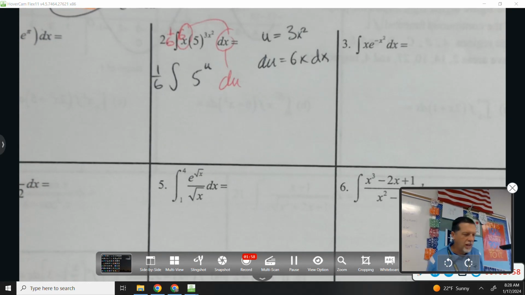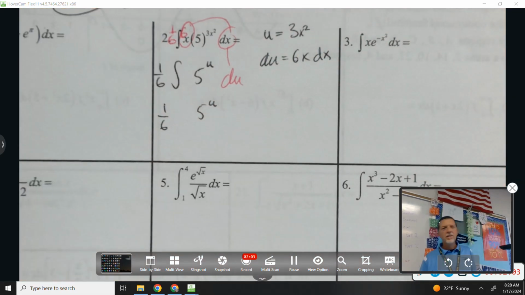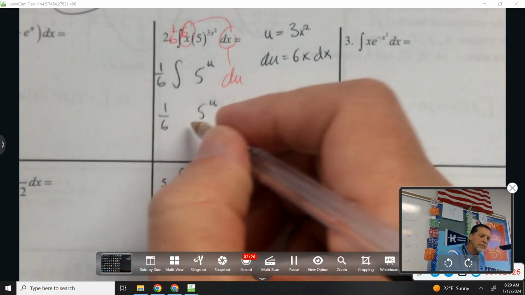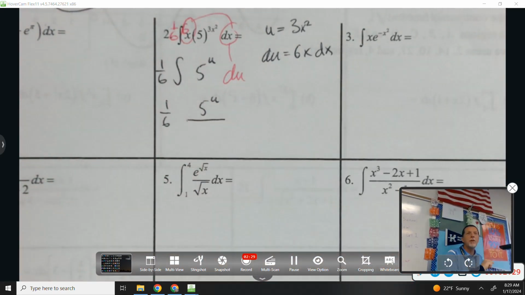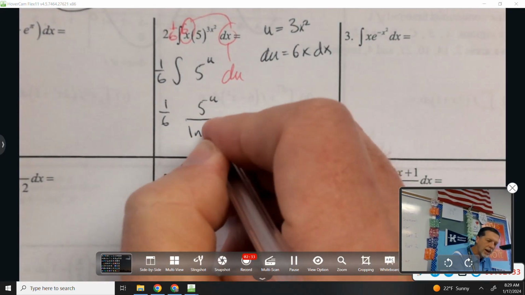Ooh, 5 to the u. I know it's sort of like e to the x, but there's a 5 there, so what else do I need? Because it's a 5 and not an e. Yeah. Natural log of 5 in the top or in the bottom? Am I multiplying by natural log of 5 or dividing by natural log of 5? Dividing. If I was taking a derivative, I would be multiplying by natural log 5, but I'm taking an antiderivative, so I want to divide by natural log of 5.